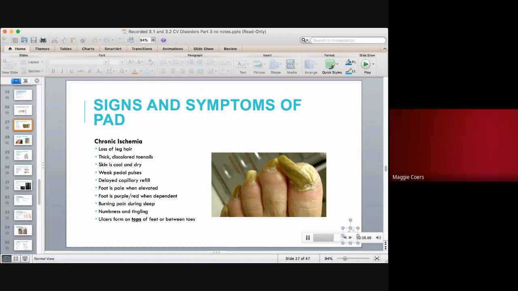Ulcers can form on the top of the feet or in between the toes, and this is due to the arterial insufficiency of the blood flow. So it's important, when you're diagnosing or caring for somebody with ulcers, to note where the ulcers are. If they're on top of the feet or in between the toes, it could be from arterial insufficiency or peripheral artery disease. If they're on the bottom of the feet, it's more from diabetic neuropathy.